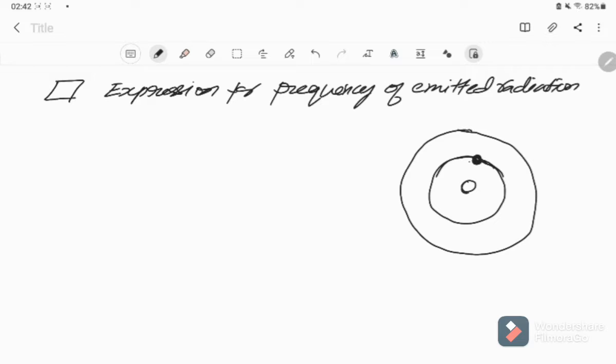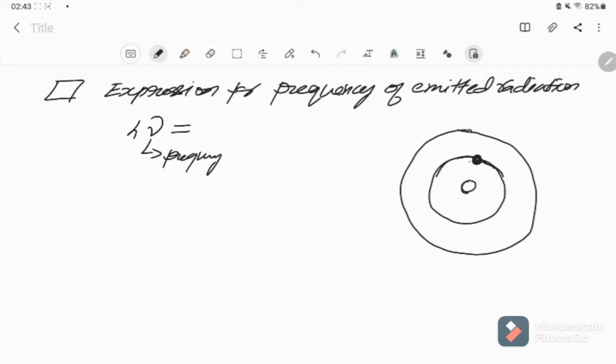So we have to find the expression for the frequency of emitted radiation. h mu, this is frequency, not velocity. So h mu means energy, E equal to h mu, right? This much amount of energy is emitted or absorbed.